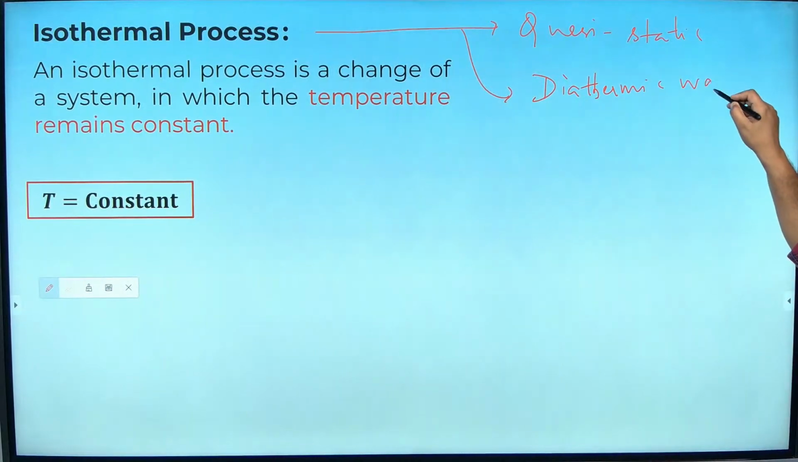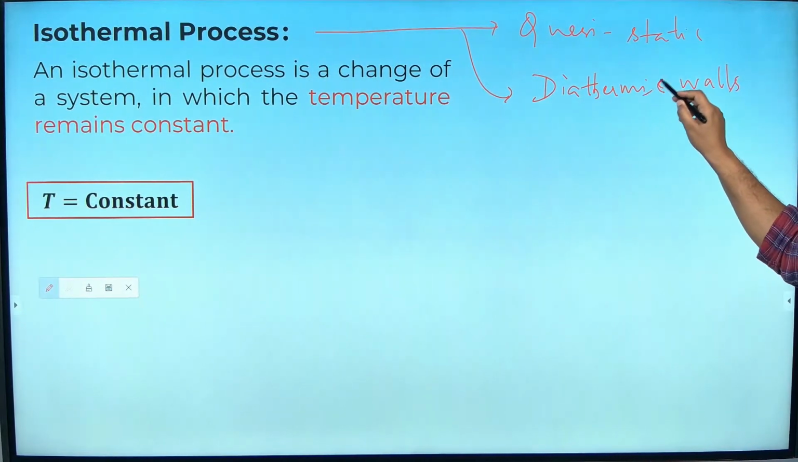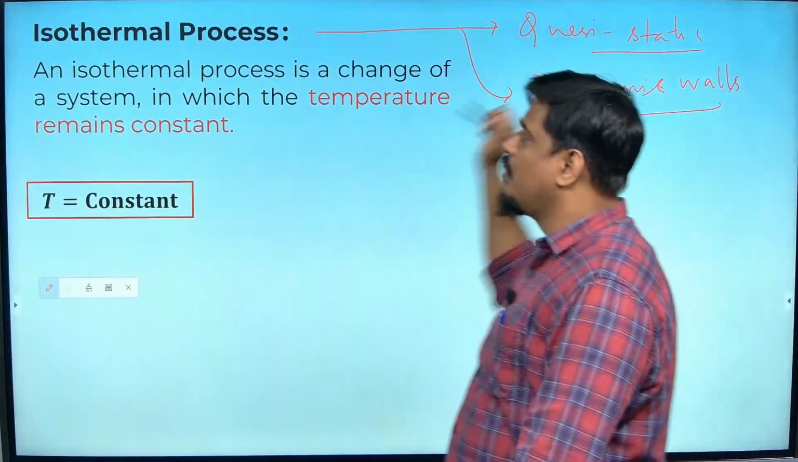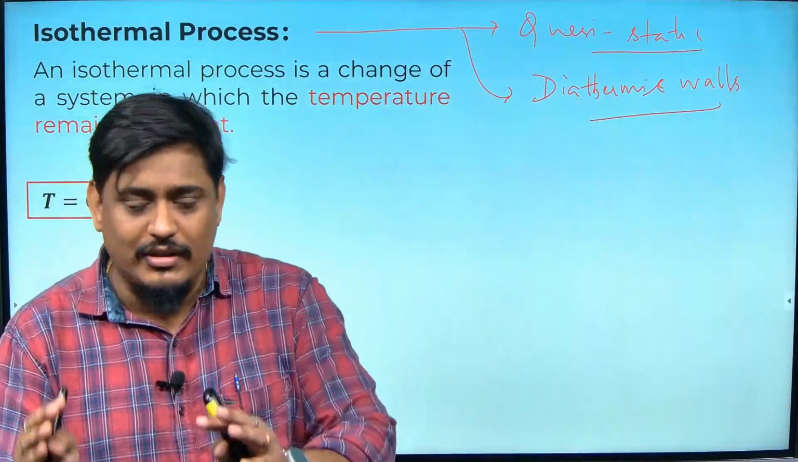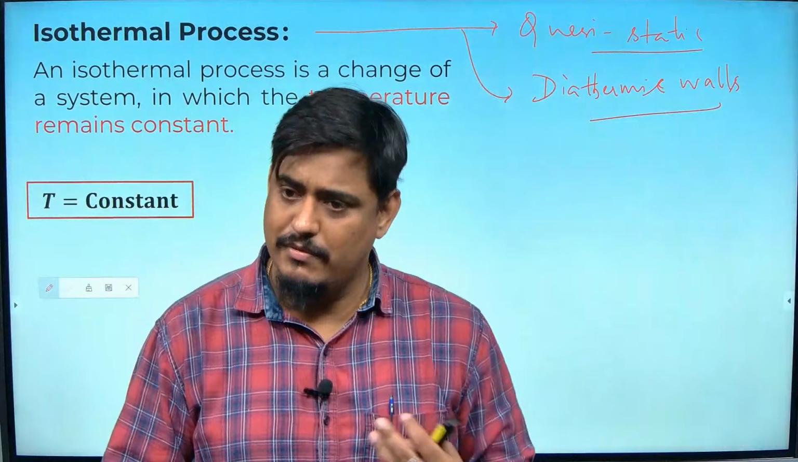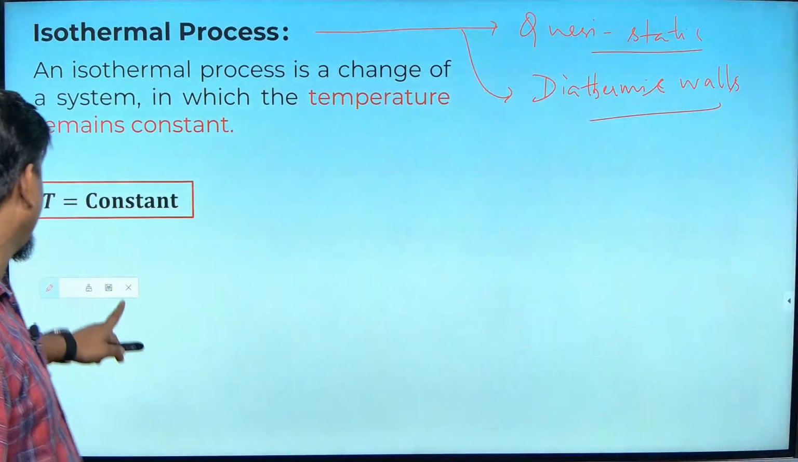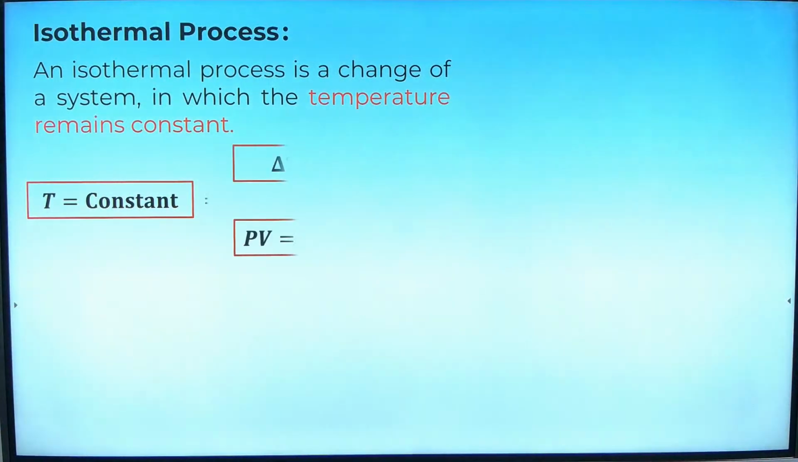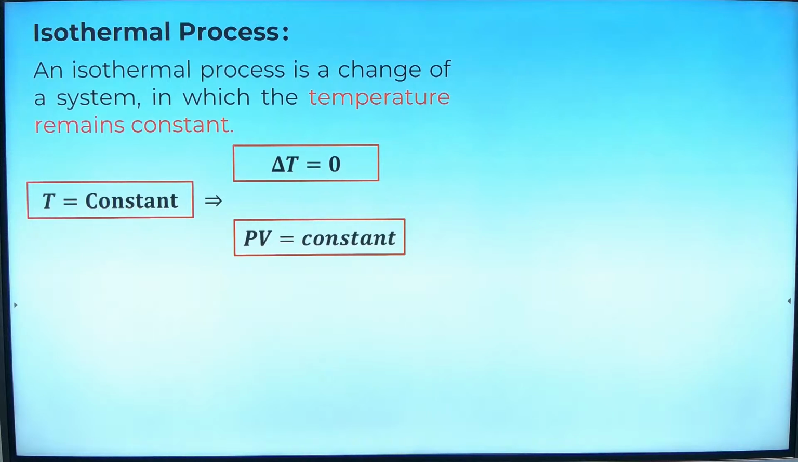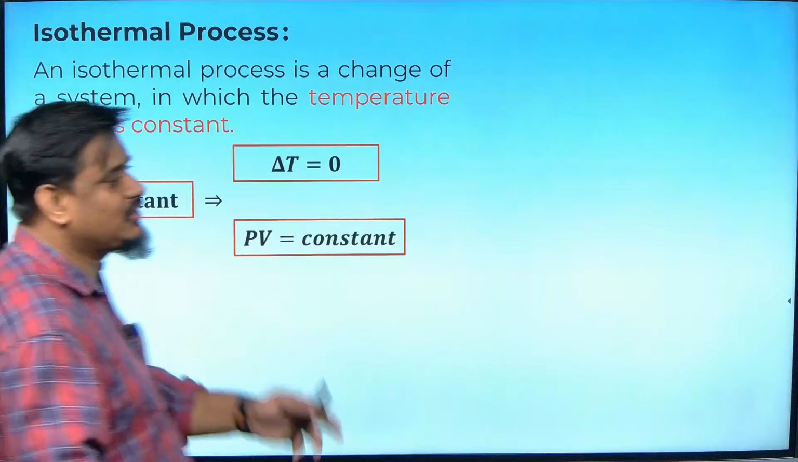Because only if you have a quasi-static process and diathermic walls are you going to have constant temperature. Otherwise, the temperature will change. So if you see what is going to happen here, since delta T is 0, we know that PV is equal to nRT, and delta T is 0, then PV will become equal to constant. That is, delta T is 0, temperature is constant.